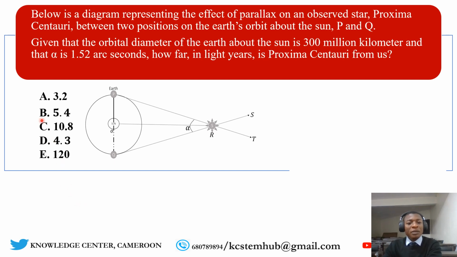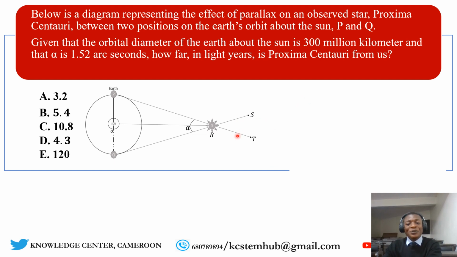And then our next problem is, okay, below is a diagram representing the effect of parallax on an observed star, Proxima Centauri, between two positions on the Earth's orbit about the Sun, P and Q. Given that the orbital diameter of the Earth about the Sun is 300 million kilometers, and that alpha is 1.52 arc seconds, how far in light years is Proxima Centauri from us?